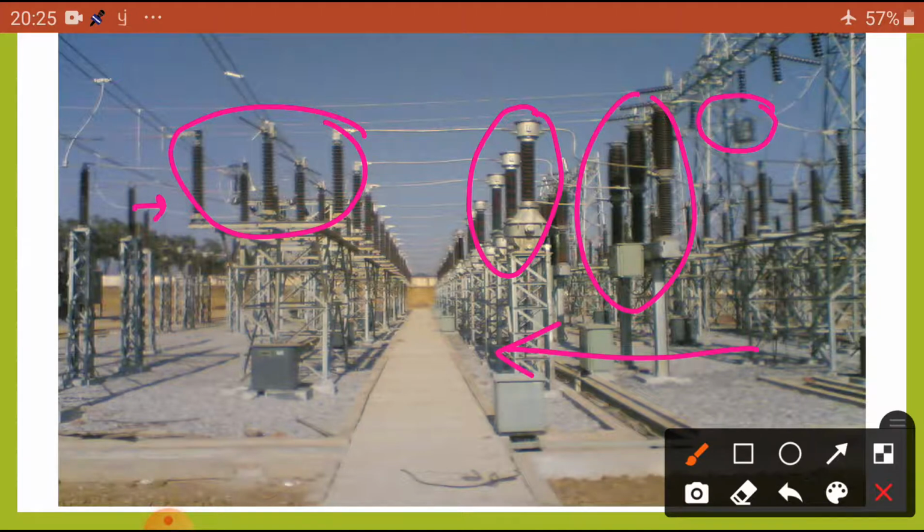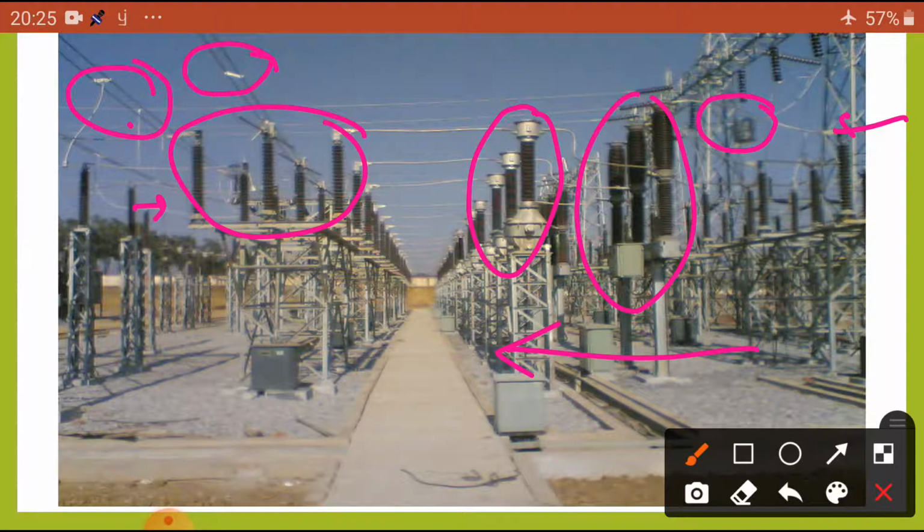Okay, now it is connected to the common bus. You can see this is one bus, this is another bus, and the common bus is connected. From the common bus, it is connected to another system. So dear students, how is the input coming here? It is connected to the wave trap and CVT.